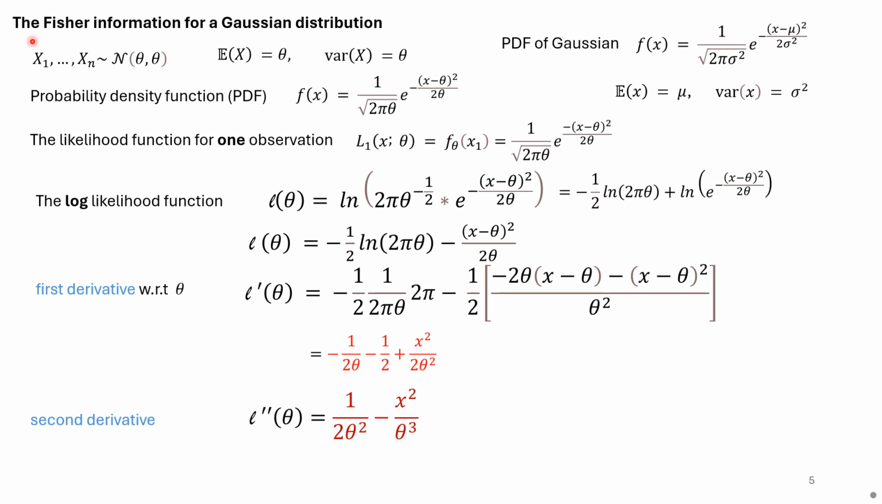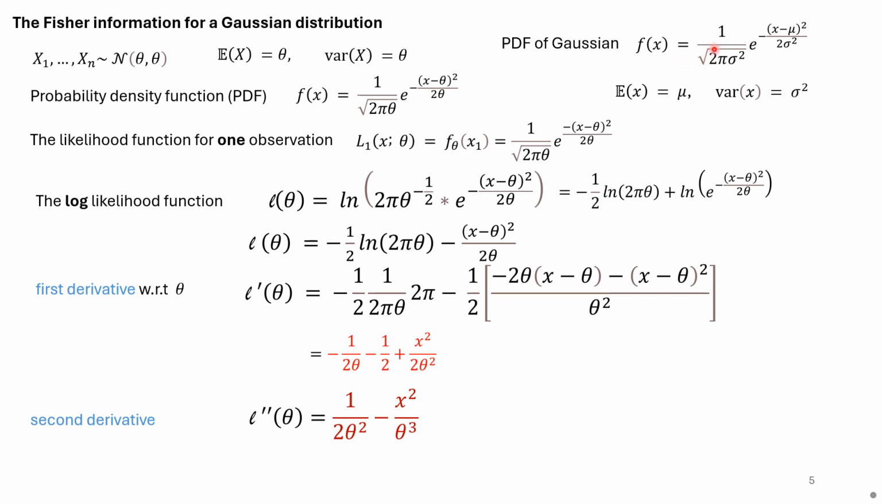Now we can continue with the same example to compute the Fisher information and the asymptotic variance. This is a Gaussian distribution with mean theta and variance theta. Therefore, expected value of x is theta, variance of x is theta. If we have a Gaussian distribution with mean mu and variance sigma squared, so this would be the PDF or the probability density function.